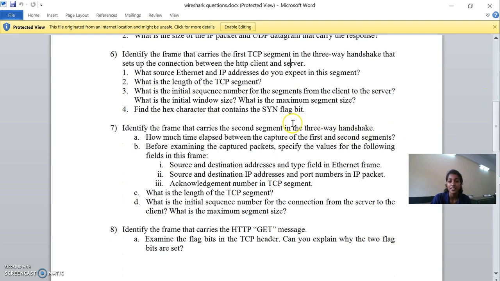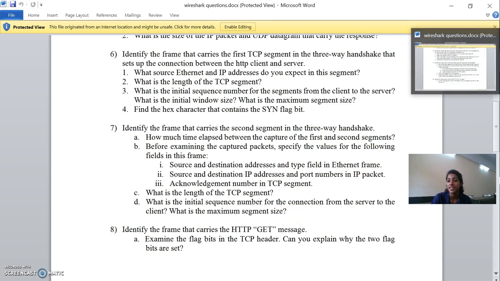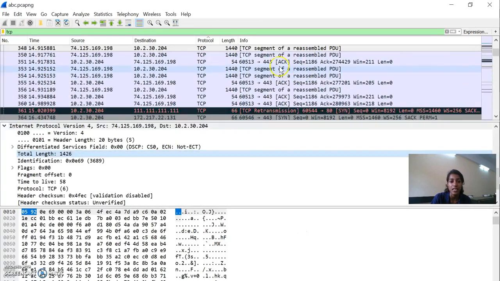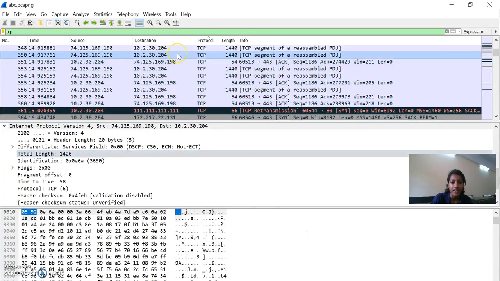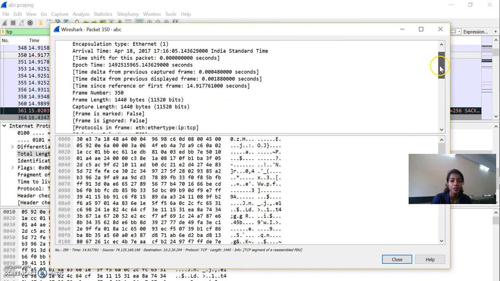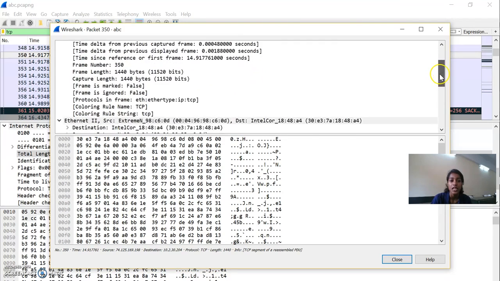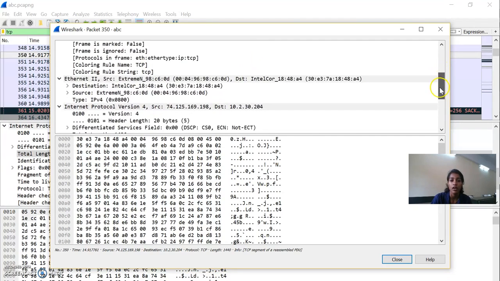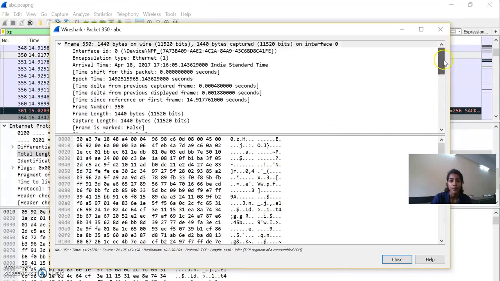Identify the frame that carries the second segment in the three-way handshake. How much time elapsed between the capture of the first and second segment? Okay, now they asked about the second segment. We were verifying the first segment till now. So go here, click on the second segment. So these are the information related to the second segment. Similarly, as we got to know the information of the first segment, you have to learn about the second segment as well.